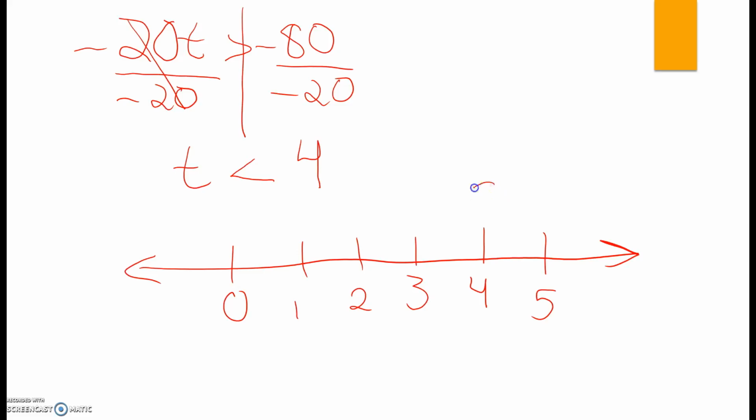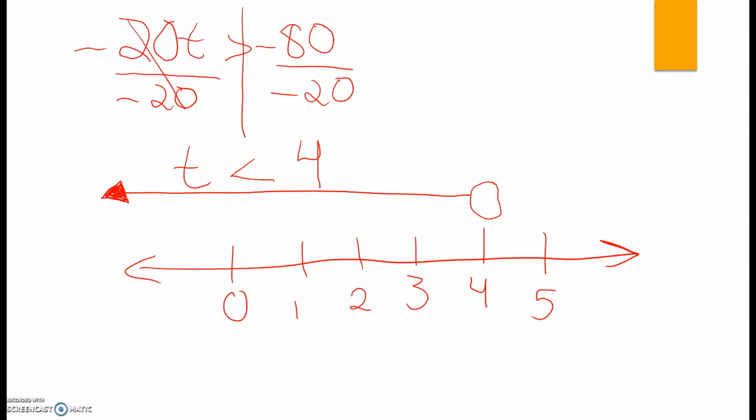Alright, it's going to be over the 4, and it's going to be open because there's no equal to sign underneath. And it says t is less than 4. So any solution less than 4 is going to be our solution.